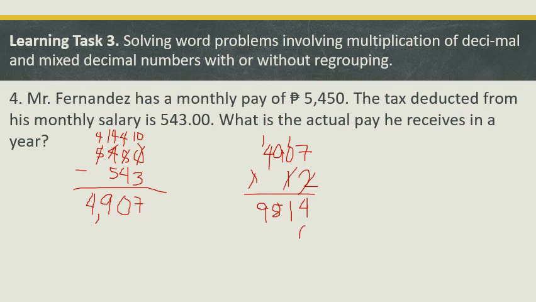1 times 7 is 7. 1 times 0 is 0. 1 times 9 is 9. And 1 times 4 is 4. So, add natin siya. So, ito ay 4, 8. 8 plus 0 is 8. 9 plus 9 is 18. Carry 1. 4 plus 1 is 5.